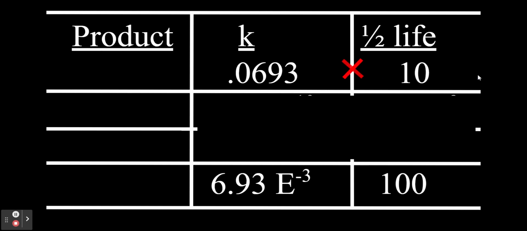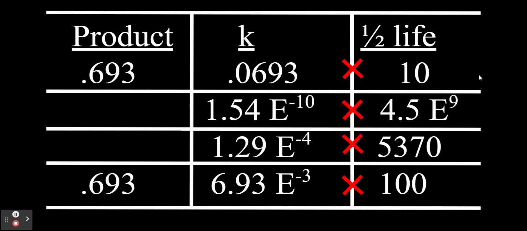Now, I'm going to take these 2 factors and I'm going to multiply them. I'm going to get the same product. See, does that work on the bottom? Yes, it does. Let's look at the other 2. There you go. I get the same product every time when I multiply the half-life times the rate constant.